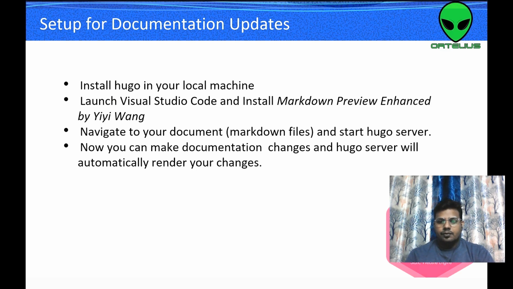If you have picked up an issue that is a documentation issue, then you would need to install a couple of things on your local machine to get started working on it. There is something called Hugo server which renders your markdown file. You need to install that on your local machine so that you can render your documents, see how they would look, and preview your source code.